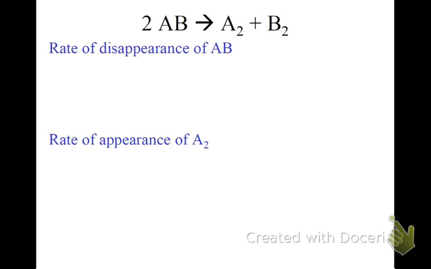So first, let's take a look at the rate of disappearance of AB. So at what rate does AB disappear? So once again, the rate of AB is going to be equal to the negative change, because this is a disappearance, of the concentration of AB divided by the change in time.